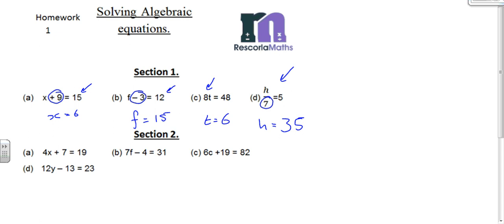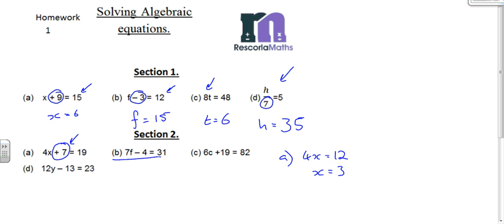Okay, section 2. So this is one step harder. What we need to do is the opposite. We need to get rid of this plus 7 first of all. So the opposite of plus 7 is take away 7. So we have question A over here. If we take away 7 by doing the opposite, we end up with 4x equals 12. So if we've got 4x is 12, if we divide by 4, we've got 1x equals 3.